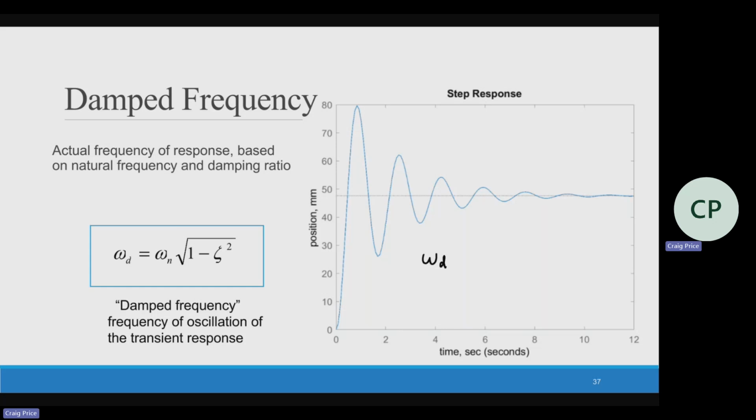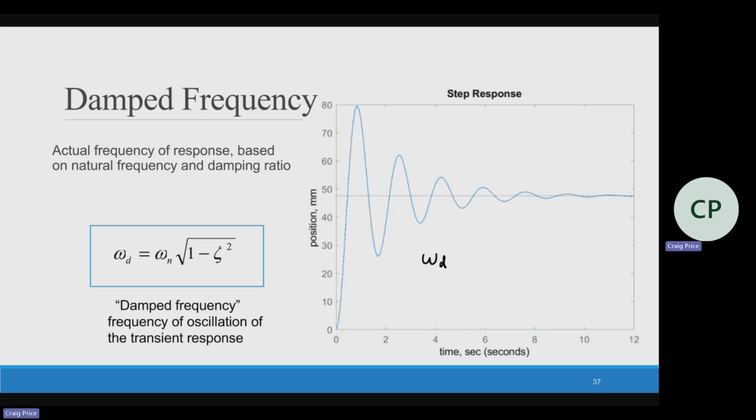So the first one we'll talk about is damped frequency. This is the actual frequency of the response. It is based on the natural frequency and the damping ratio. So, for example, if I give a mass spring damper a force, I hit it, it oscillates, and this is the output graph. The frequency that we see is not the natural frequency. It is the damped frequency. So it's a combination of the natural frequency and the damping ratio.